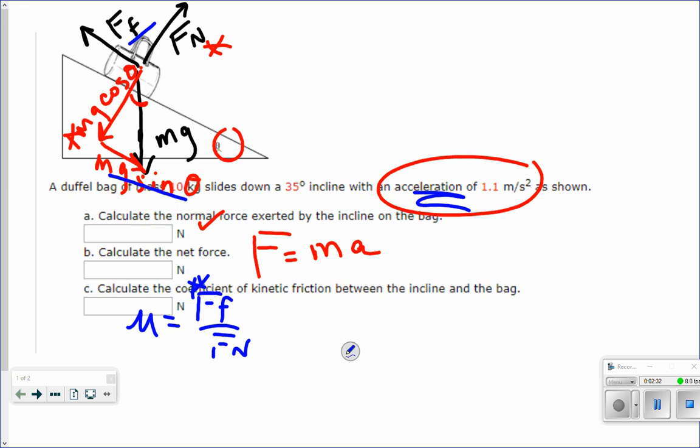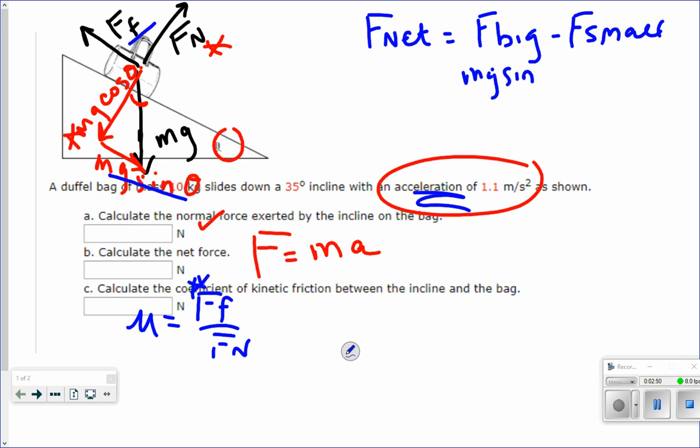This is where we have to use our relationship of net force being the bigger force minus the smaller force. So you have to ask yourself, what's the bigger one? Well, which way is it accelerating? It's accelerating down the hill. So that's our bigger force. Our smaller force is going to be friction. And those two things together will equal the mass times the acceleration.